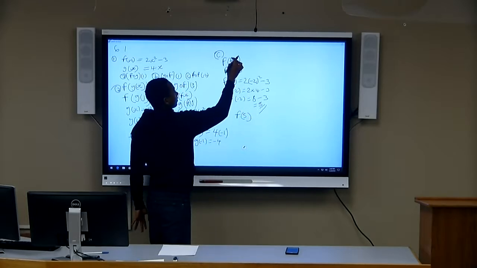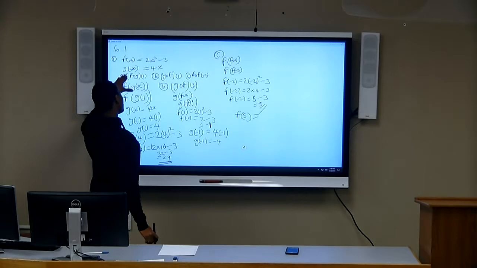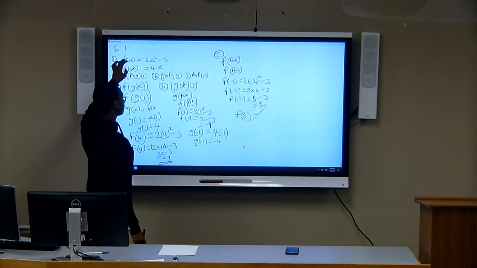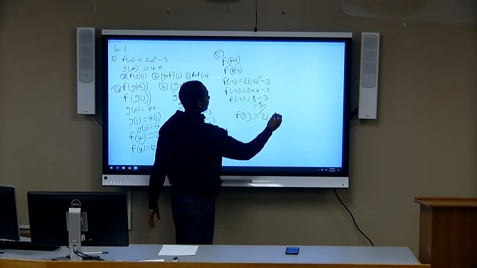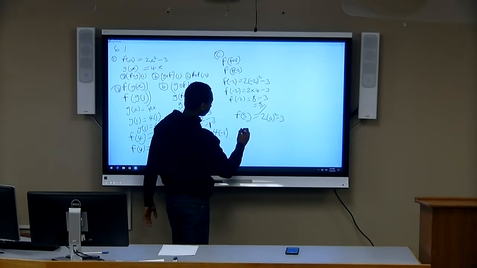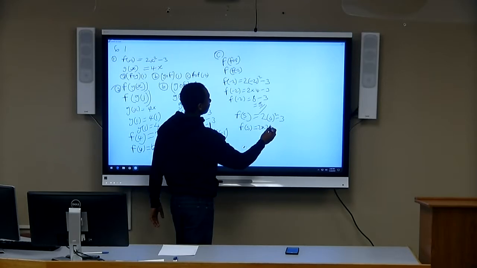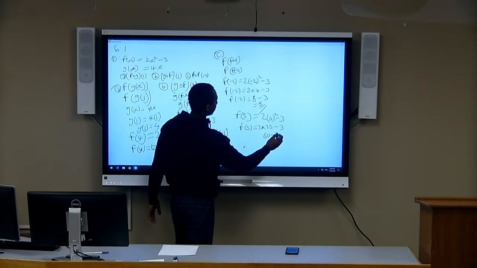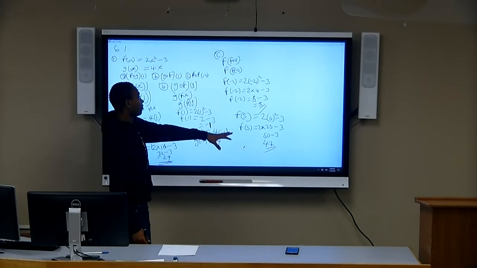So we're going to replace f of negative 2 with 5. We always go to the function of f. If we're given g, we go to the function of g. If we're given f here, we go to the function of f. So f is 2x squared minus 3. It's going to be 2 times 5 squared minus 3, replacing x with 5. 5 times 5 is 25, so it's 2 times 25 minus 3. 2 times 25 is 50, and 50 minus 3 is 47. So the answer to the C part is 47.